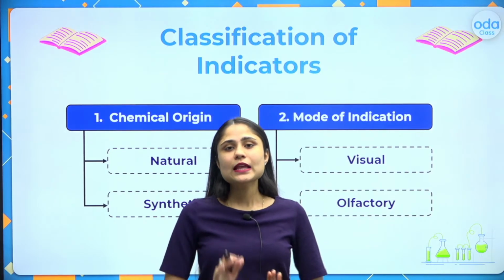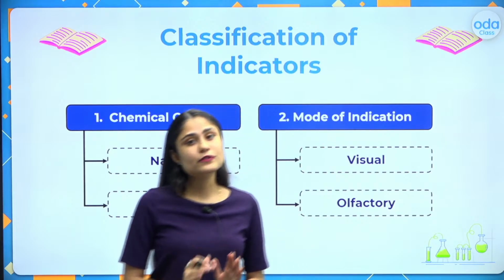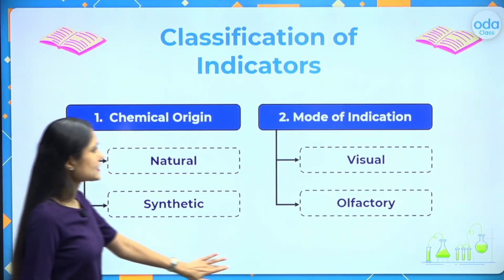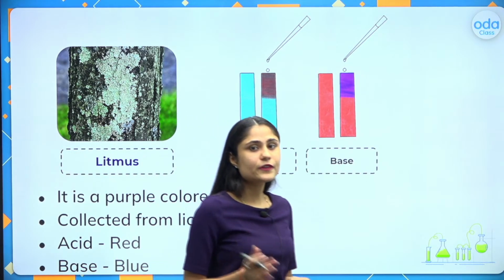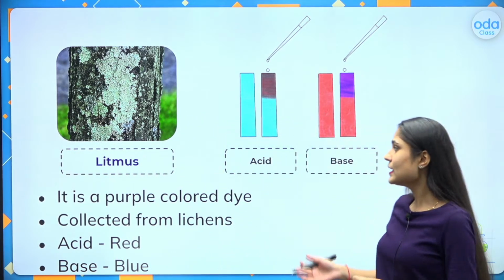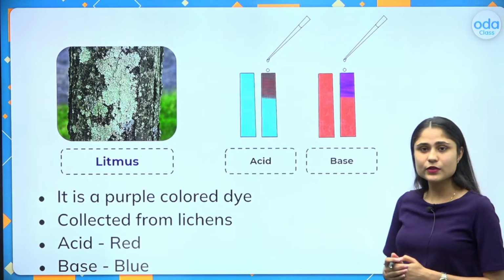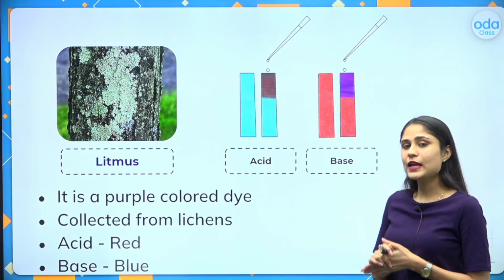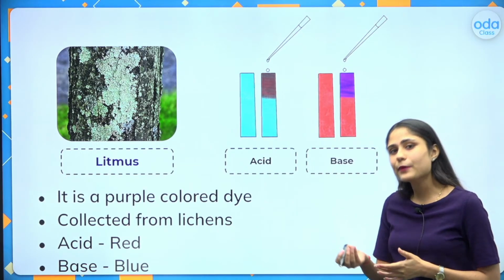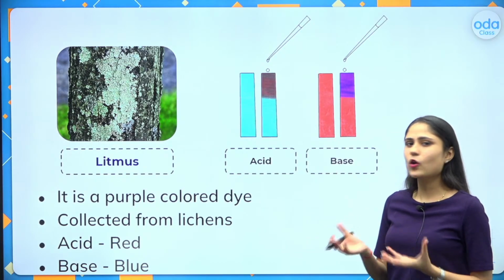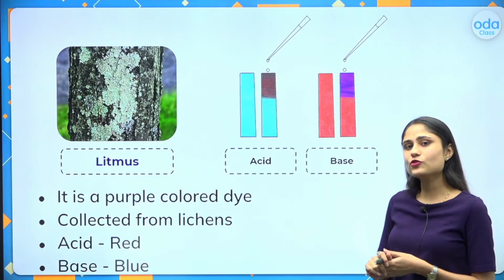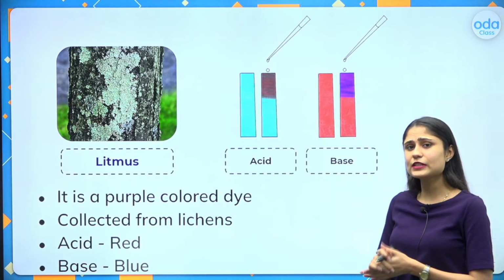So now let me tell you about the different types of indicators, right? Here comes the very first type of indicator, that is litmus, okay? Dear students, litmus and litmus paper are obtained from litmus only. That is a very common type of indicator, commonly used in school laboratories. You might have often seen it also.